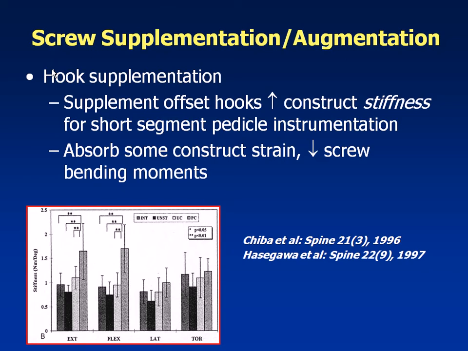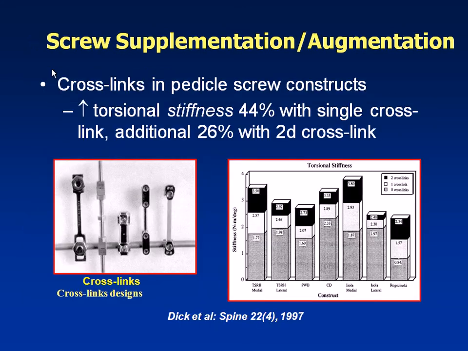One other thing that might be helpful to prevent the pull-out of the pedicle screws is hook supplementation. This study has shown that when we supplement the pedicle screw at the same level with a sublaminar offset hook, we may increase the stiffness for the short segment pedicle instrumentation, or we can increase the pull-out strength for that pedicle screw.